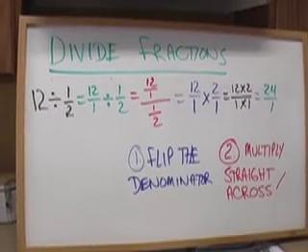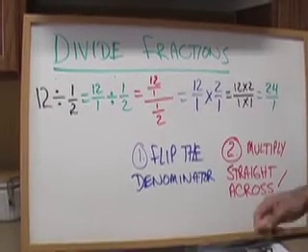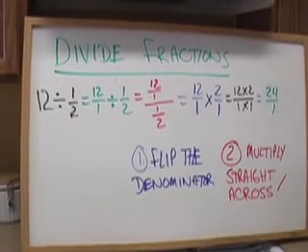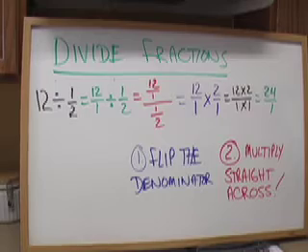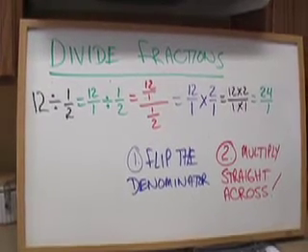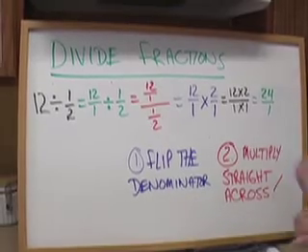But first, let's take a look at the procedure. The procedure for dividing fractions is, number one, flip the denominator. Number two, multiply straight across. And then there is a step 3, and that's going to be simplify the fraction if you can. We'll do that another time. So today it's going to be flip the denominator, multiply straight across.